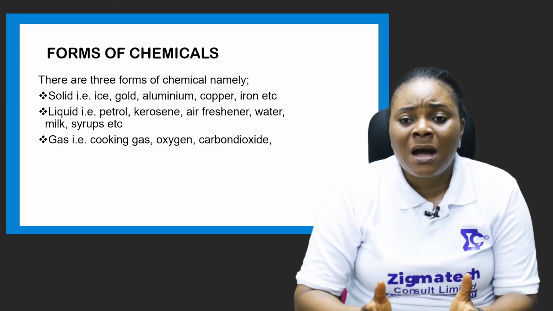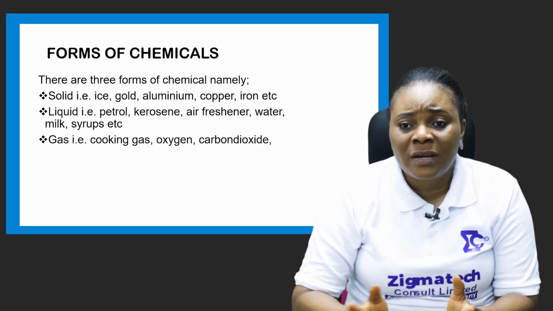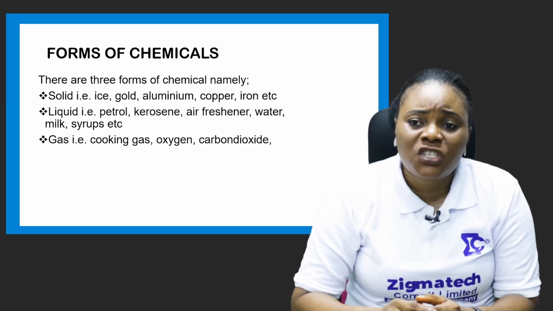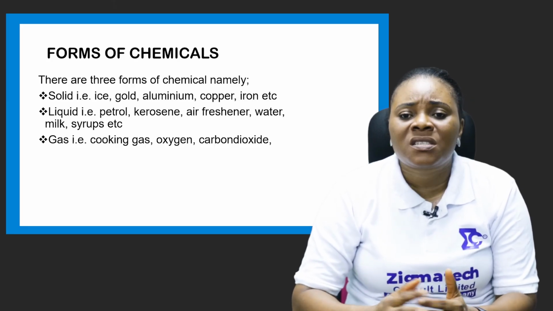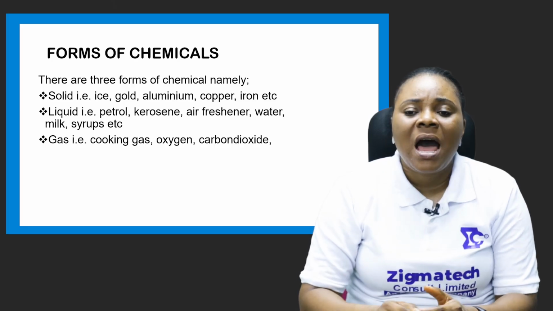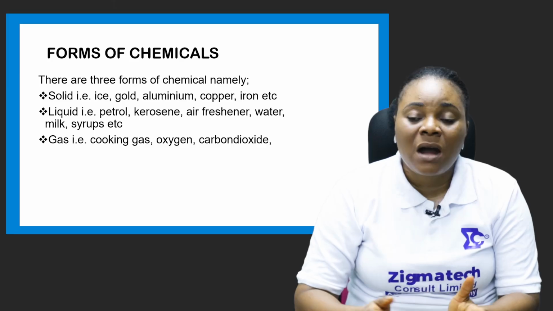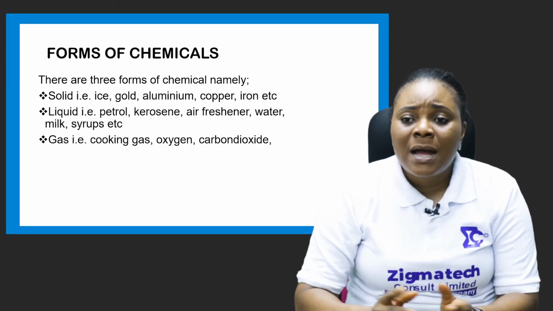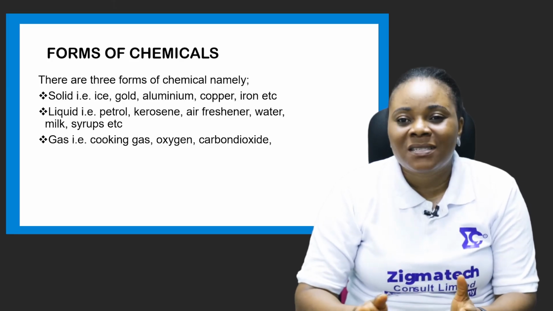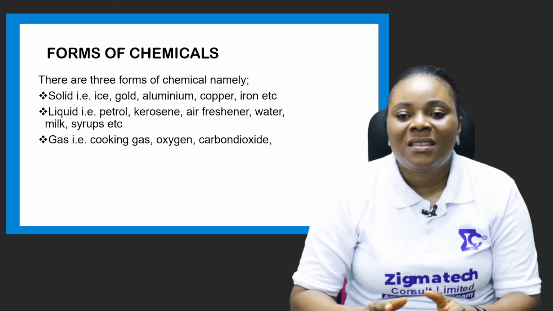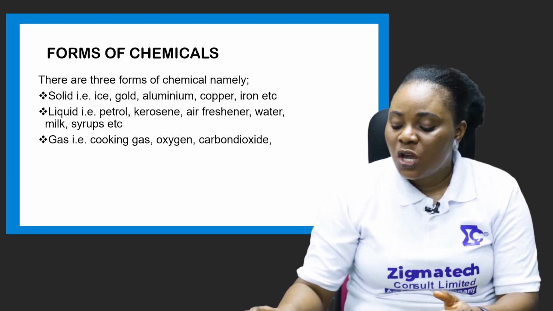Liquid chemicals like petrol, crude oil, kerosene, air freshener, water, milk, syrups, and so on. All these are liquid chemicals. Then we have the gaseous chemicals like our cooking gas, oxygen, carbon dioxide. All these are gases. All these are chemicals that are used by us as humans.